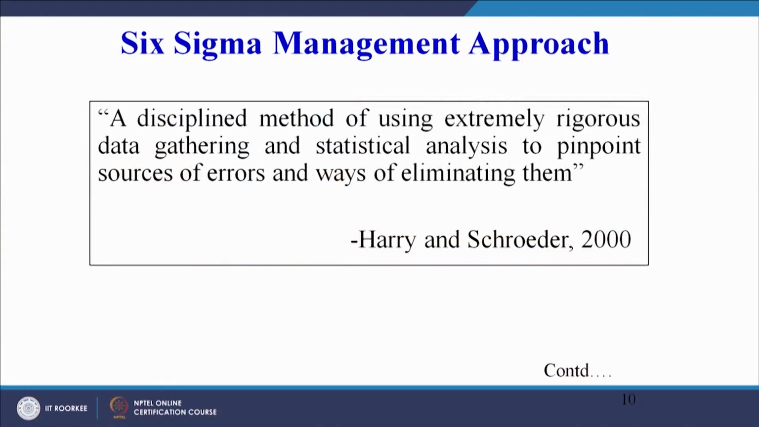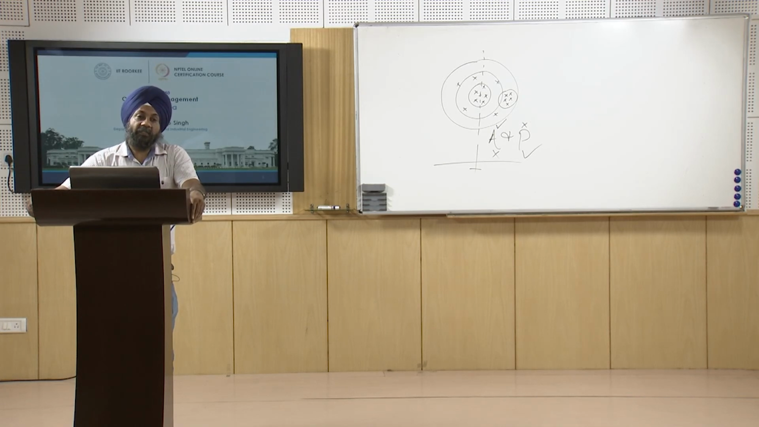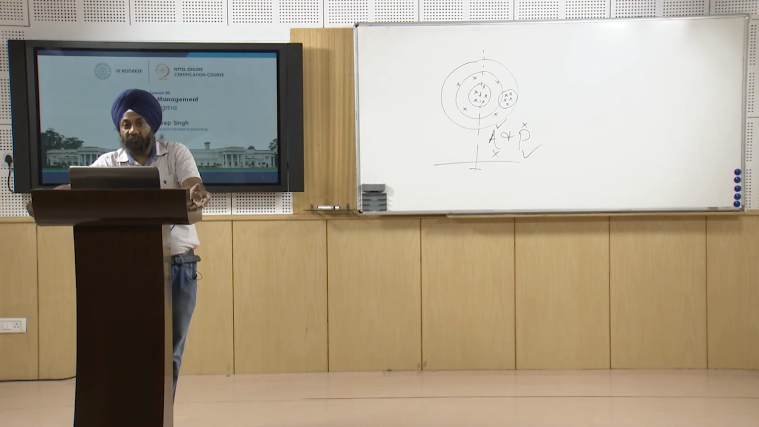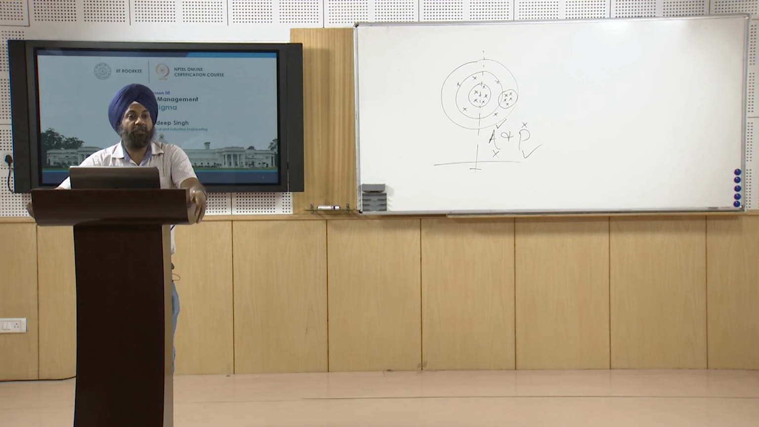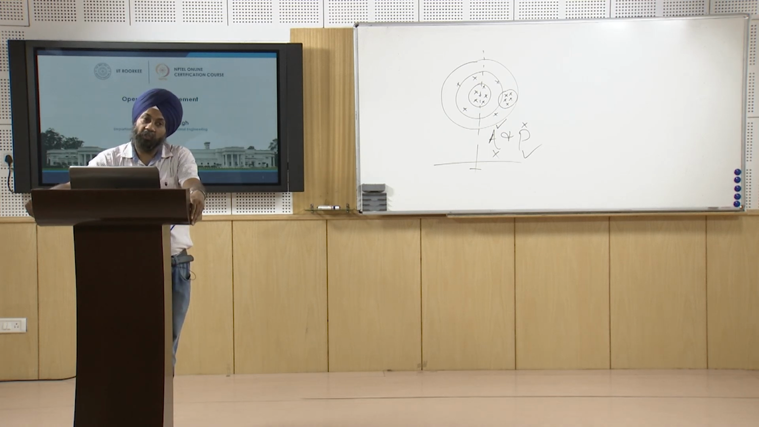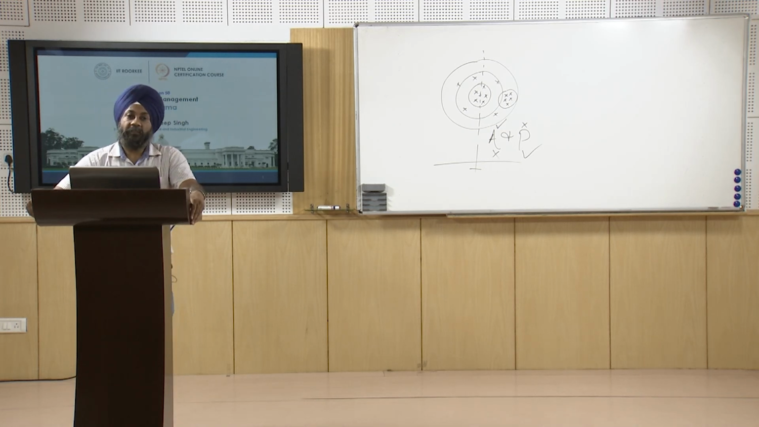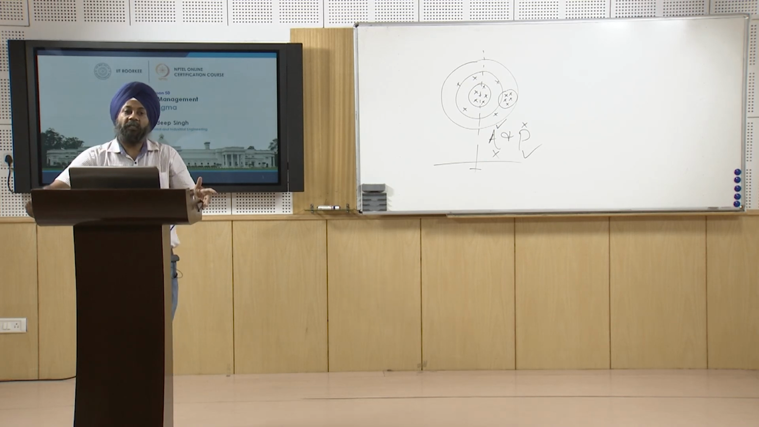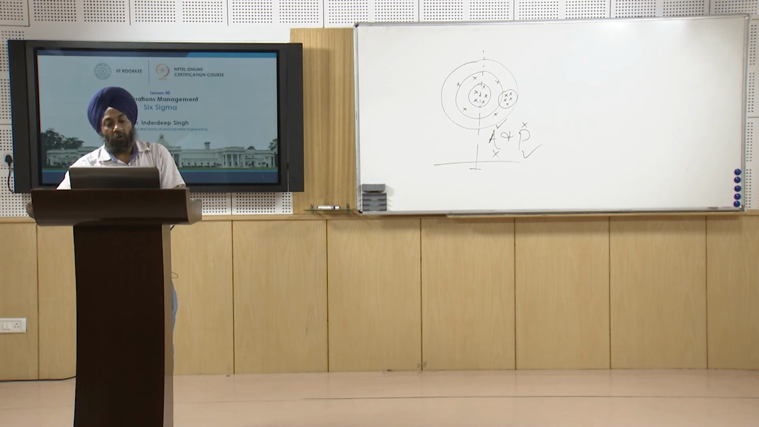Now let us see just a simple definition of 6 Sigma. A disciplined method of using extremely rigorous data gathering and statistical analysis to pinpoint sources of error and ways of eliminating them. So we will try to analyze our processes, or the data derived from the processes, statistically, to find out what are the sources of error, and then using the creative skills, the technical know-how, and the advancements in the technology, eliminate the sources of error, so that the process produces the products without any defect. So if the process produces all the products over a year's time or 2 years time without any defect, I think we will be able to achieve the Six Sigma level of accuracy.